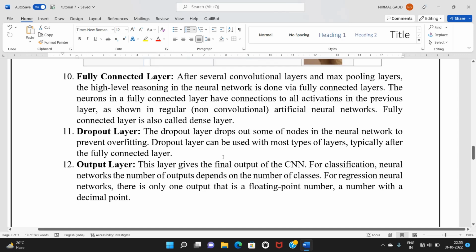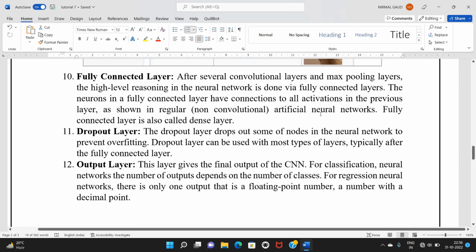Now the next layer is the fully connected layer, that is, the dense layer. As we know, the basic architecture of deep learning neural networks has an input layer, an output layer, and various intermediate hidden layers. Fully connected layers are the hidden layers. After several convolution layers and max pooling layers, high level reasoning in the neural network is done with the help of fully connected layers.